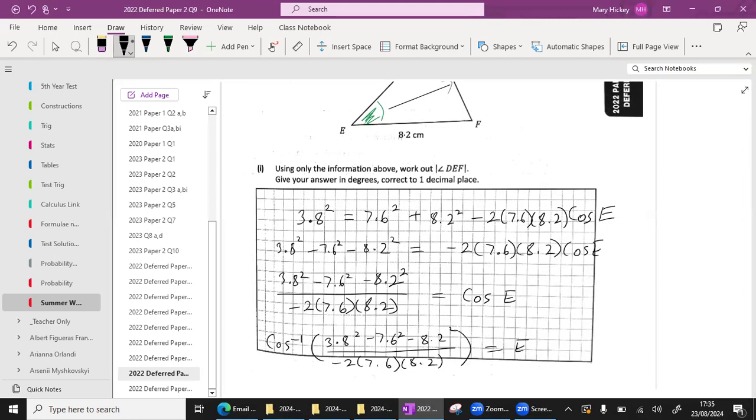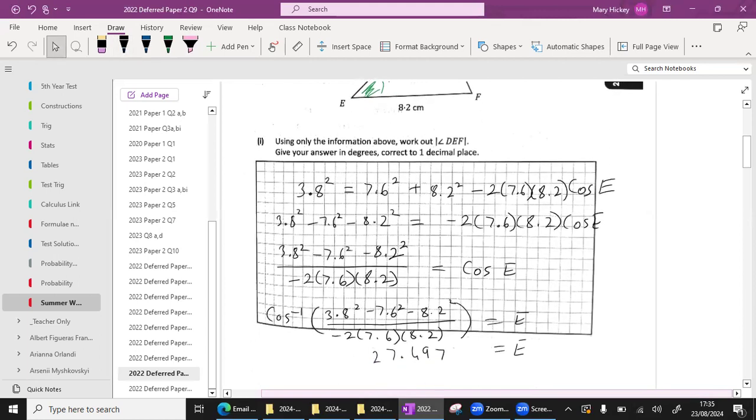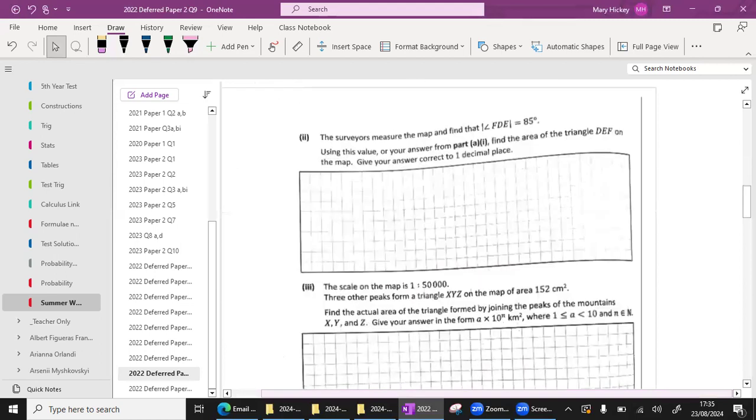Okay, so I'm going to enter that into my calculator. So inverse cos of, I'm hitting my fraction button, 3.8 squared minus 7.6 squared minus 8.2 squared all over -2 bracket 7.6 bracket 8.2. And then we close the bracket at the end. So that is 27.497, etc. Now to 1 decimal place, 27.5 degrees. Okay, so that's that one done.